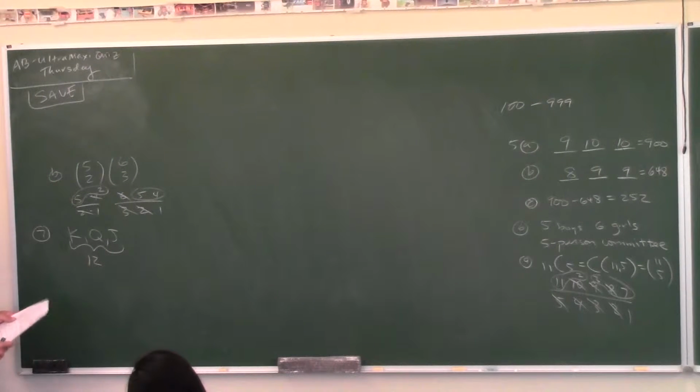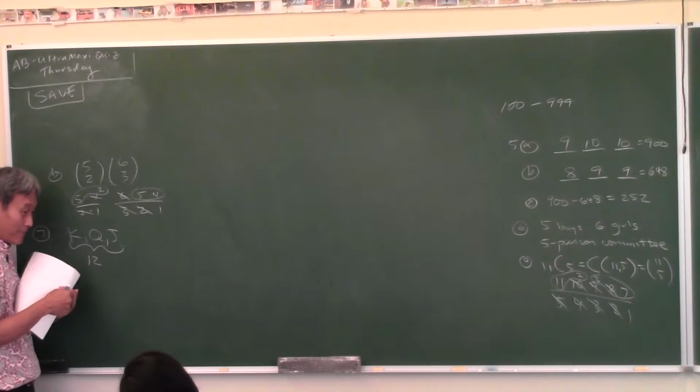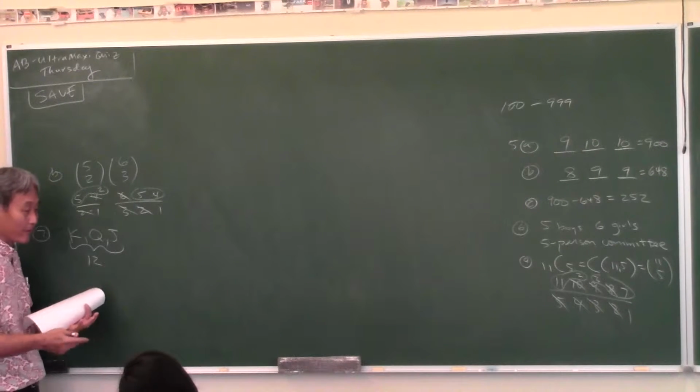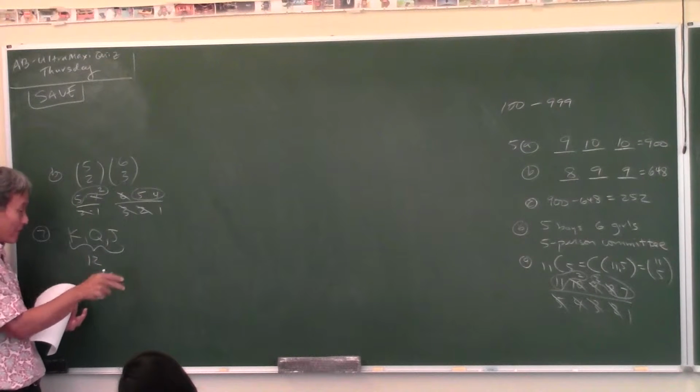Okay? So it says, using only the face cards, how many 3-card hands are possible? In other words, if I have 12 cards in my hand, how many ways can I deal 3 of them? Or like, this is like 12 candy bars, how many ways can I select 3 of them to throw in my lunchbox?